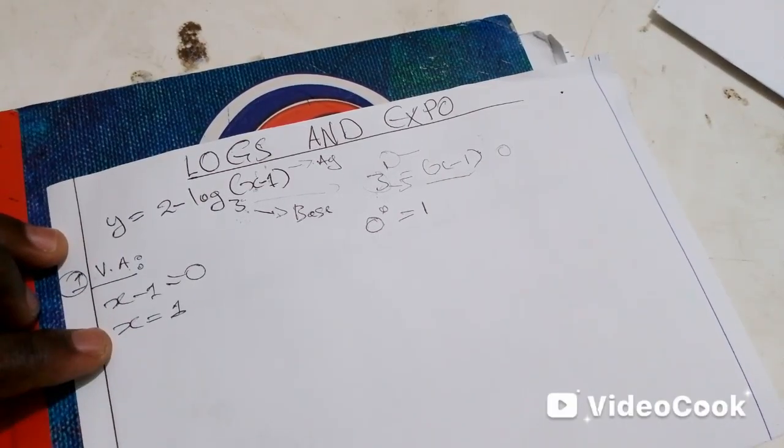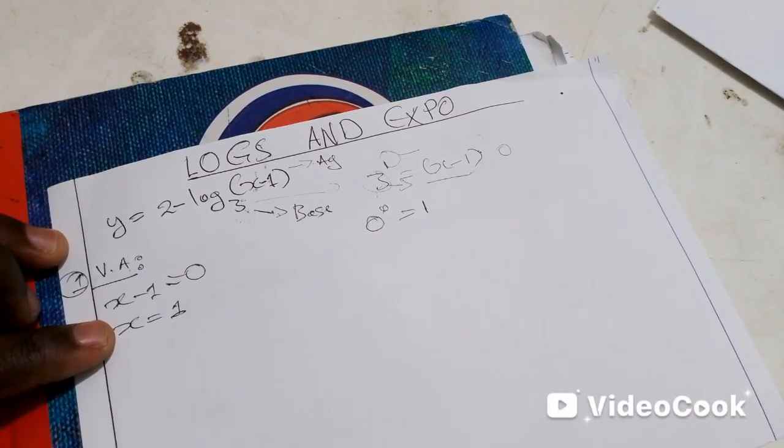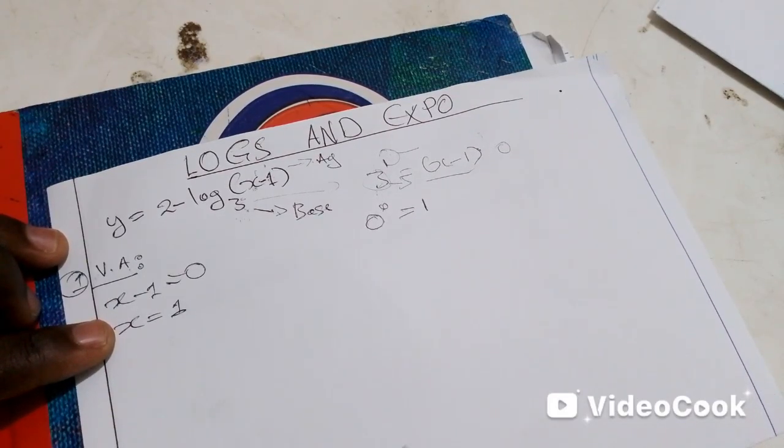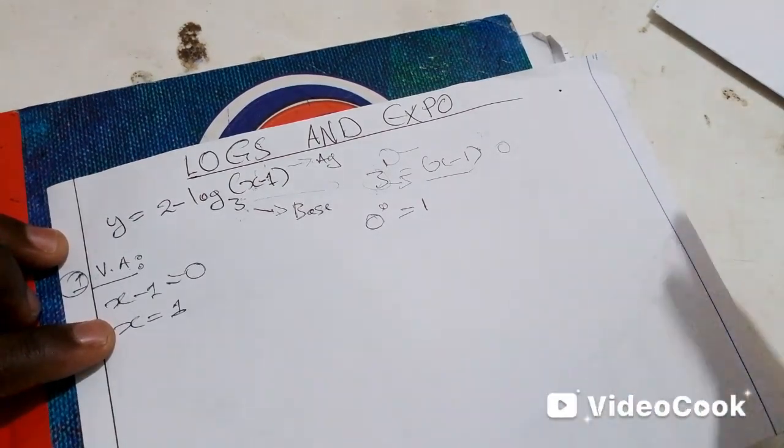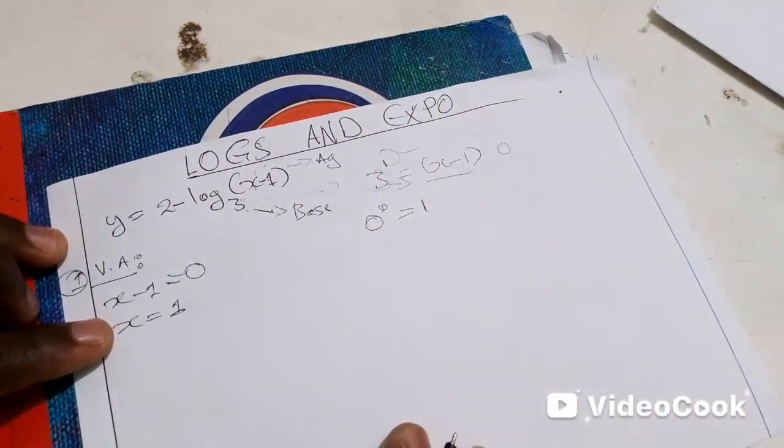In logs, once you find your vertical asymptote, the rest of the sketch is going to be done on your right hand side. It will never go to the left hand side. The asymptote sometimes can be negative, sometimes positive, but after finding the asymptote, the graphing is always done on the right hand side. We are going to see how it's going to come out.